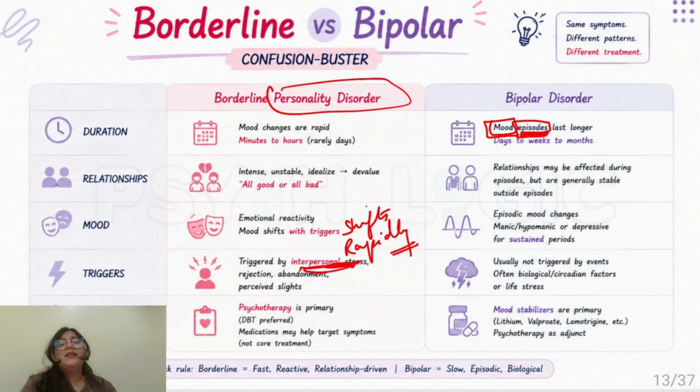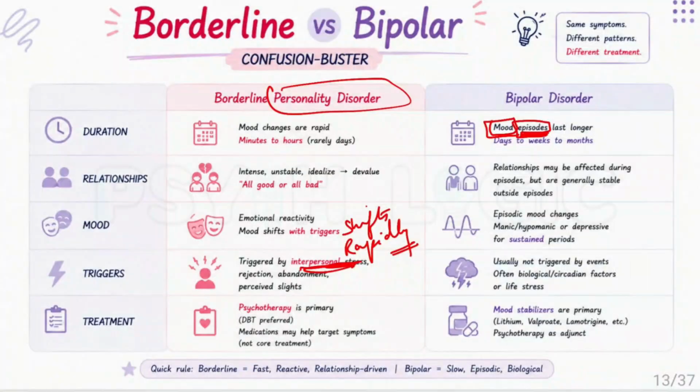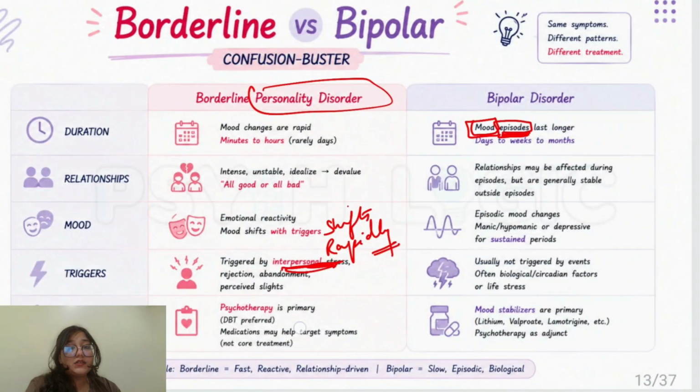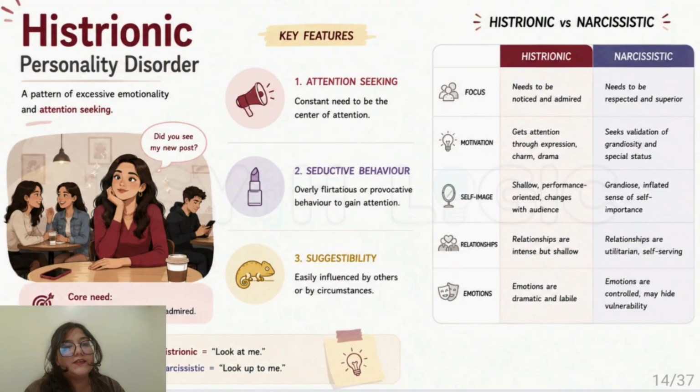And even the quality of mood is different. In mania, they have irritable, elevated mood, increased energy, grandiosity, decreased need for sleep, pressured speech, right? But in BPD, you don't see a manic syndrome. The emotions are high, but there is no sustained increase in energy, right? Another core issue is that BPD has the central theme of abandonment, while in bipolar, the defining feature is alternating mood episodes. With this, let's move on to histrionic personality disorder.